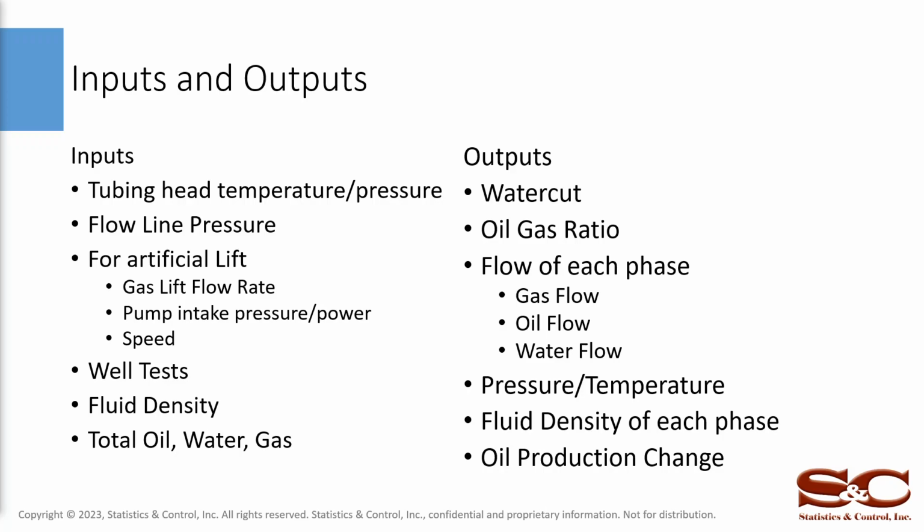And so with those inputs, we can get outputs for each and every single individual well of a water cut, oil gas ratio, and the flow of each phase in that individual well of gas flow, oil flow, water flow. And then we can also get the pressure and temperature of each one, as well as the fluid density of each phase. And if you have artificial lift, we can also look at the oil production change or liquid production change that happens when we take into account our optimization algorithms.